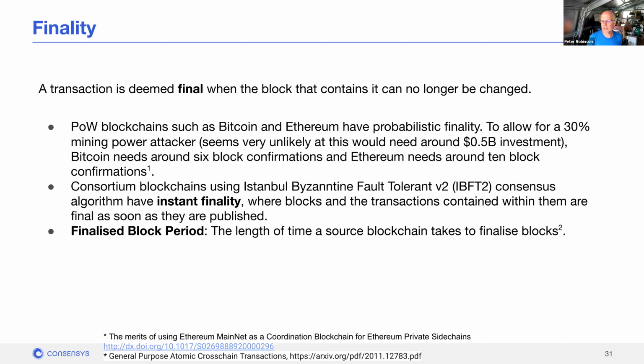On consortium chains, say if you're using IBFT2 or something like that, you have something called instant finality, where as soon as a block is created, it's final. And so to try and work with these different amounts of finality, I've defined an idea which is the finalized block period. Essentially you talk about how many finalized block periods something takes, and it's all going to depend on the source blockchain as to how long the block period is for that source blockchain.